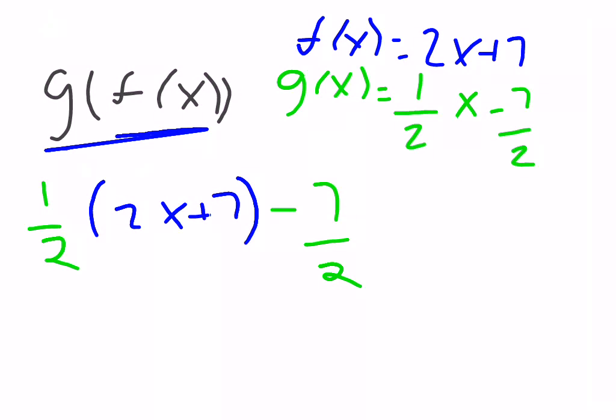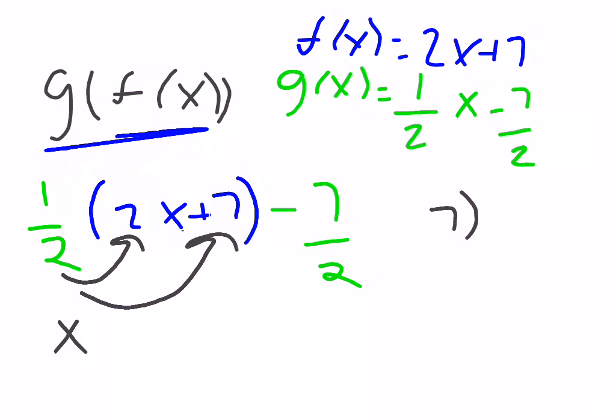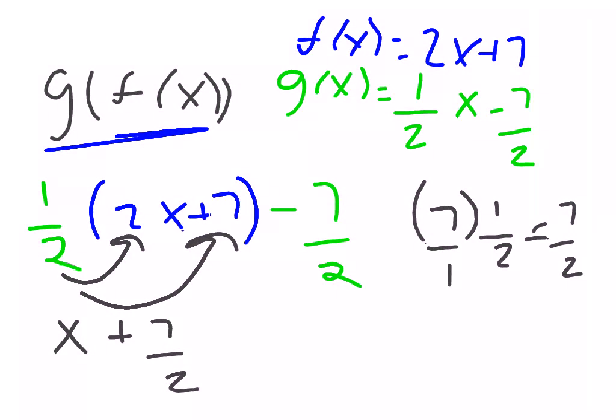So when I distribute out the 1/2 over here, I get 1/2 times 2x is just x. And then 1/2 times 7, well, 7 times 1/2 is the same thing as 7 over 1 times 1 over 2. Multiplying across gives me 7 over 2. So I have x plus 7 over 2. And then here I have minus 7 over 2. So the positive 7 over 2 cancels with the negative 7 over 2, and I'm left with just x.